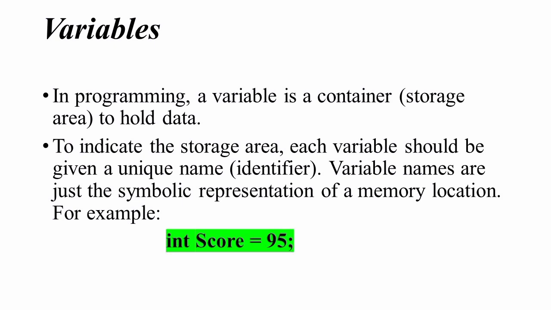For example, int score = 95. Here, score is a variable of int type. Here, the variable is assigned an integer value 95. The value of a variable can be changed, hence the name variable.